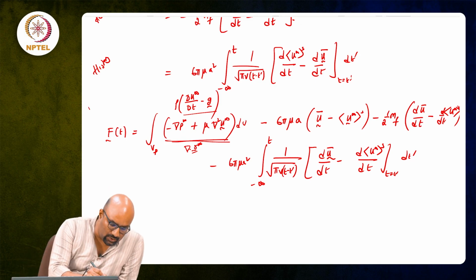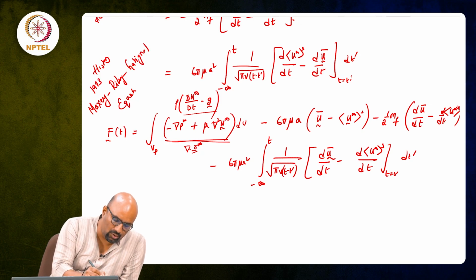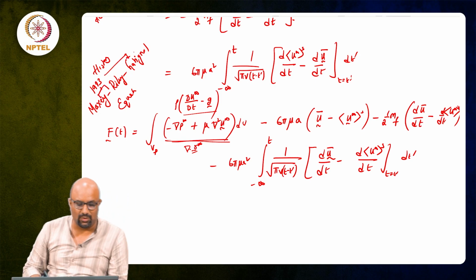This equation is known as the Maxey-Riley-Gatignol equation. They came out in two papers in the same year, 1983. One was Maxey-Riley's paper and the other was the paper by Gatignol.